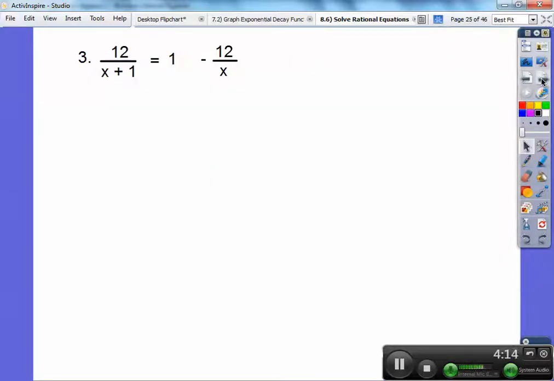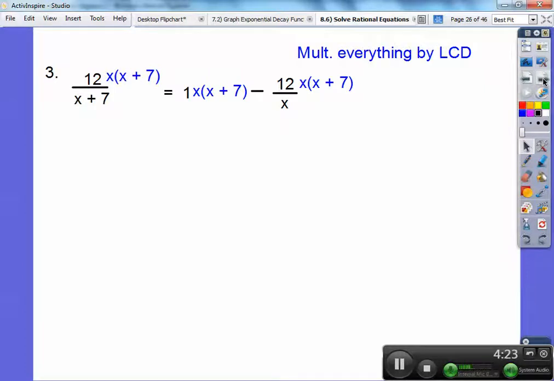Same thing, you guys. Remember, this is like 1 over 1. So I'm going to multiply this. This denominator has x plus 1. This denominator has x. So my LCD is x times x plus 1.